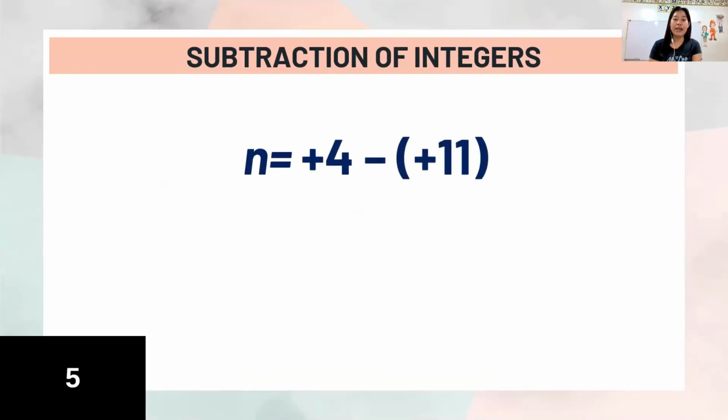Third one. N equals positive 4 minus the quantity of positive 11. Your timer starts now.